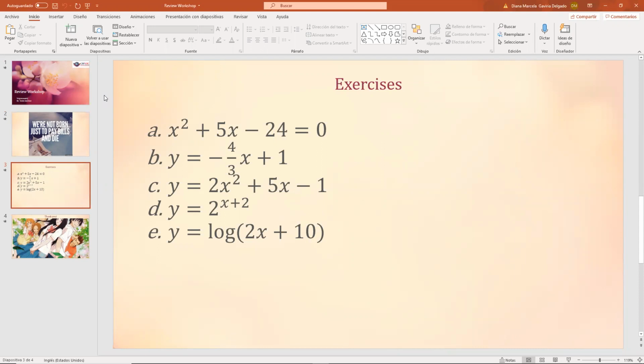But with the b, and the, no, only with the b, you are going to find the domain and the range of this function. And for the C, for the D, and for the E, you are going to find the domain. Not the range, because the range can be difficult, okay? So only the domain, okay? So that will be all.